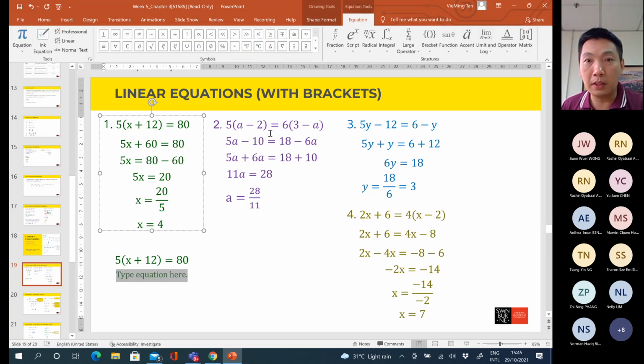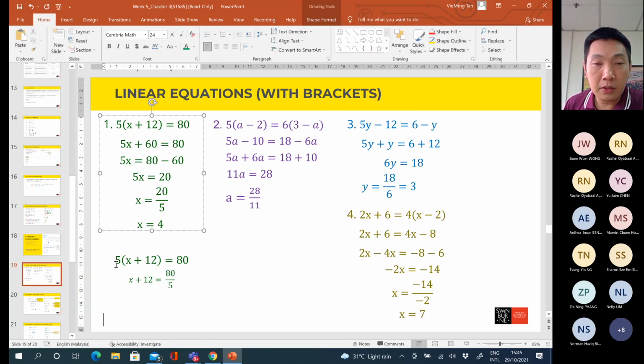Okay, so this one will be (x + 12) = 80 divided by 5. So this 5, because the relationship between x and 5 is a multiplication relationship, if the 5 moves to the right hand side, it becomes divided by 5. So far, okay, this part.